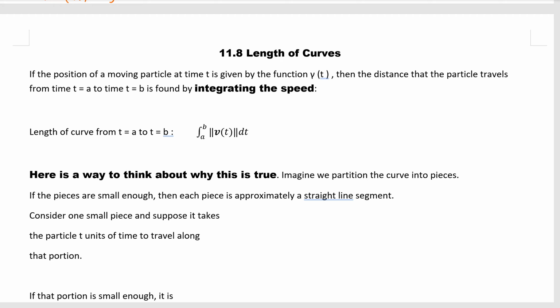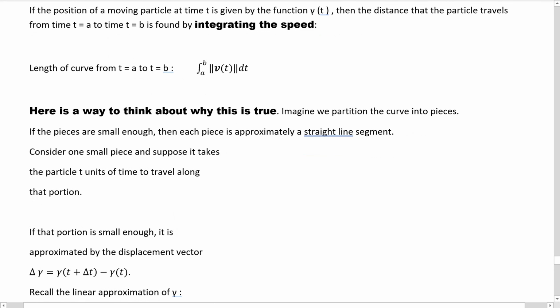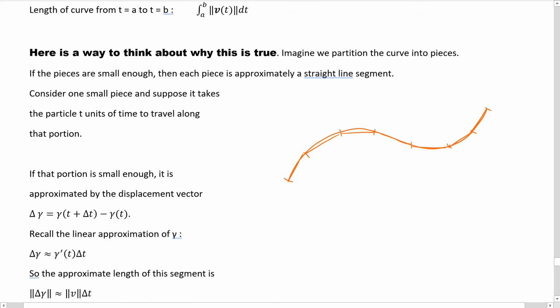Imagine we partition the curve into pieces. If the pieces are small enough, then each piece is approximately a straight line segment. Of course, if we partition into more and more pieces, then the curve is very well approximated by the line segments. So consider one small piece, and suppose it takes the particle Δt units of time to travel along that portion. If that portion is small enough, it is approximated by the displacement vector.